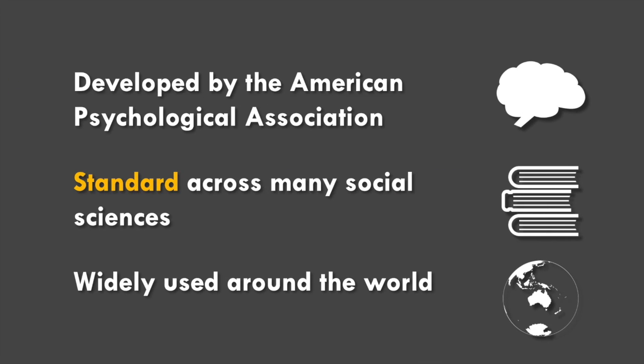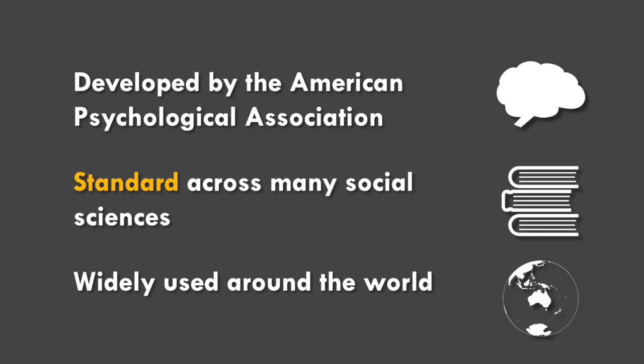It's a standard referencing style used across many social sciences, and it's widely used around the world. And one of the main advantages to using APA 6 style is that the American Psychological Association updates it regularly to account for new types of sources that are out there. For example, tweets or YouTube videos.